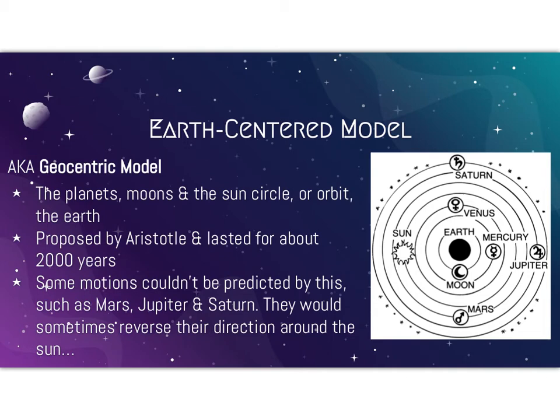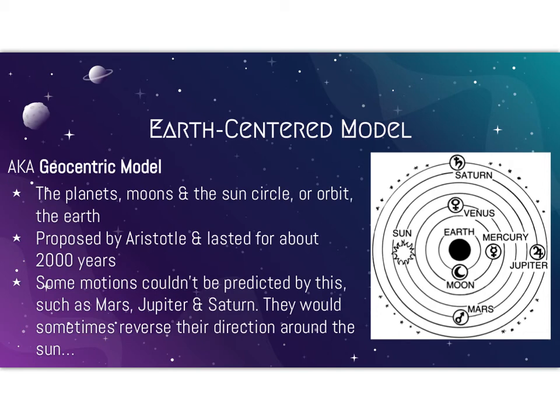The planets, the moons, and the sun circle or orbit the Earth. So notice our moon orbits the Earth, other planets orbit the Earth, and the sun orbits the Earth. This was proposed by Aristotle and lasted for about 2,000 years. This was the model that was believed for 2,000 years.